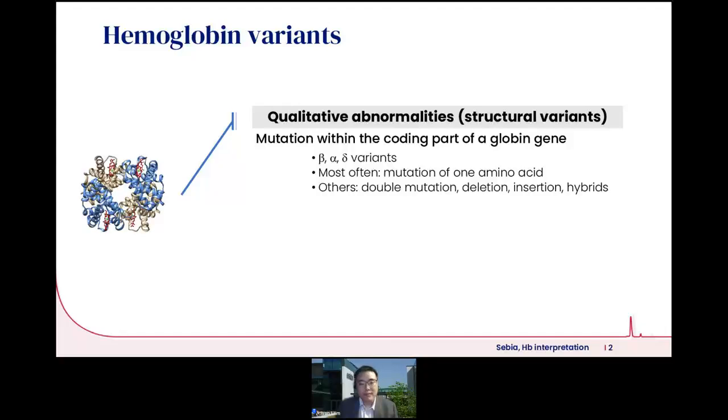Hemoglobin variants are also known as qualitative abnormalities or structural variants. Why do we call them structural variants? Because they contain mutations within the globin chains that may change their structure. More often than not, the change would involve a mutation to just a single amino acid. However, it's not limited to that single mutation and can present itself as a double mutation, deletion, insertion, or hybrids. And they can also happen to every type of globin chain, for example, your alpha, beta, or delta.